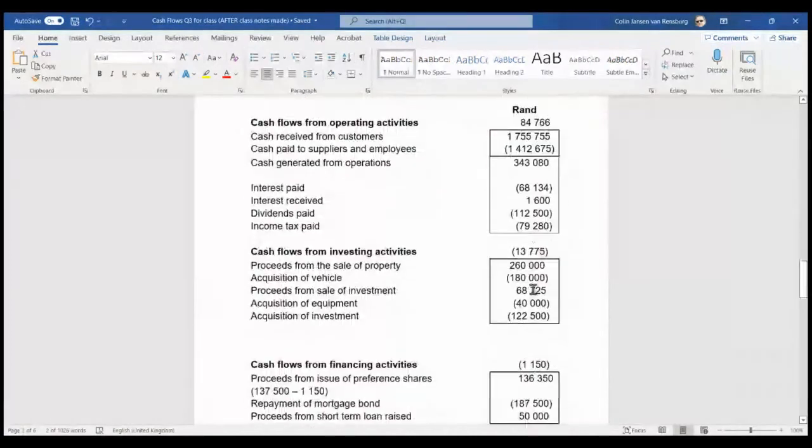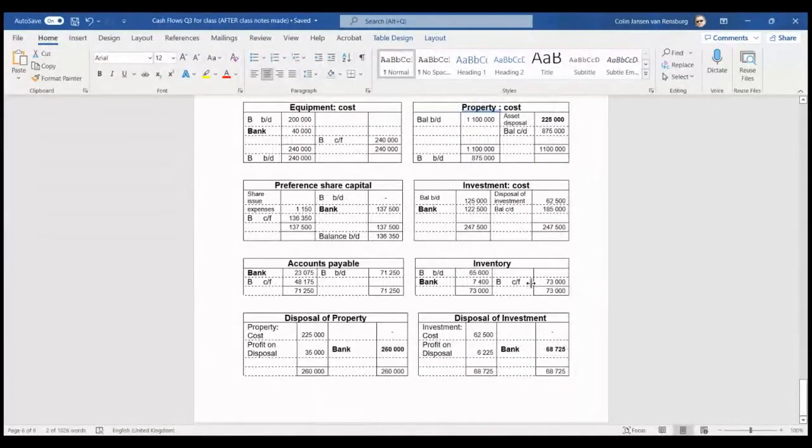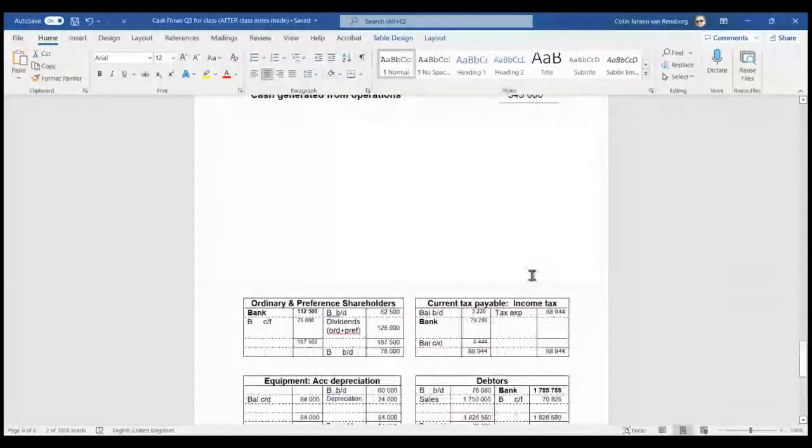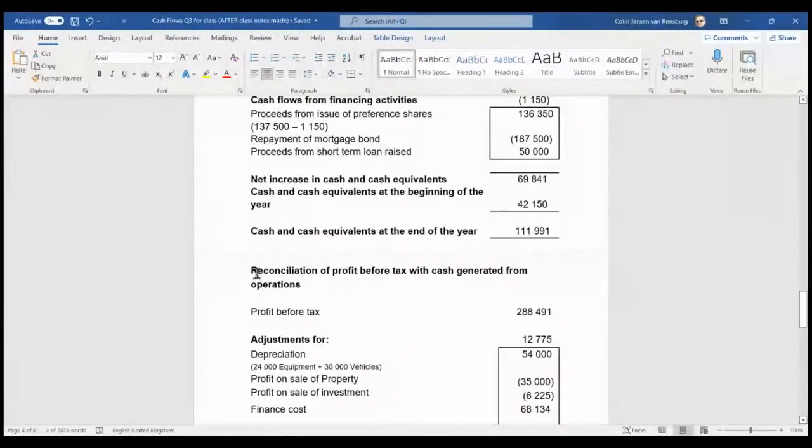So I've got that here on my 4th page. And oops, that's the 5th page, I think. There we go. So there we've got the heading, reconciliation of profit before tax with cash generated from operations. There's our first line item, profit before tax, just like we've seen on the face of our statement of comprehensive income. And that is the same amount. That is where we start.